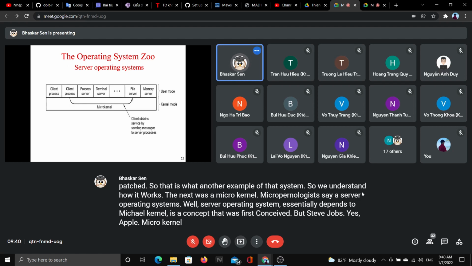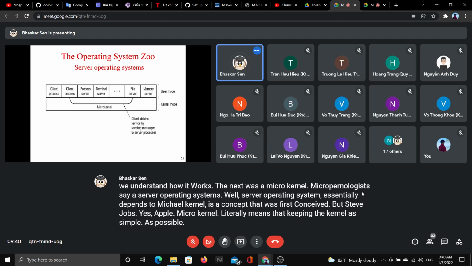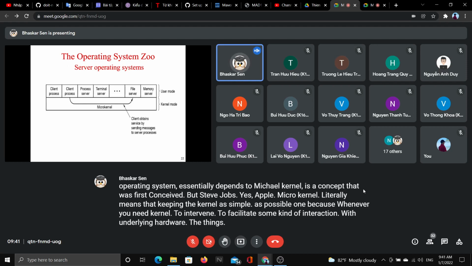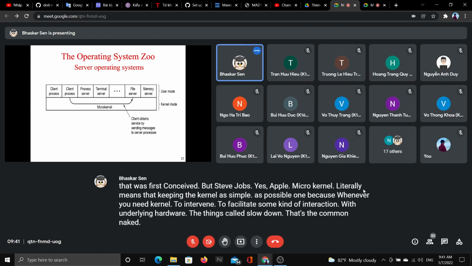Microkernel literally means keeping the kernel as simple as possible. Why? Because whenever you need the kernel to intervene, to facilitate some kind of interaction with underlying hardware, things will slow down. That's the common nature, right?